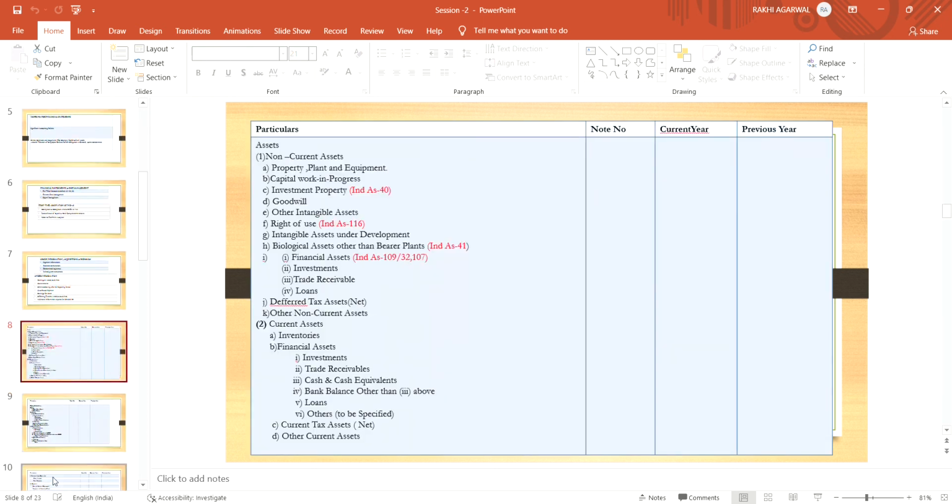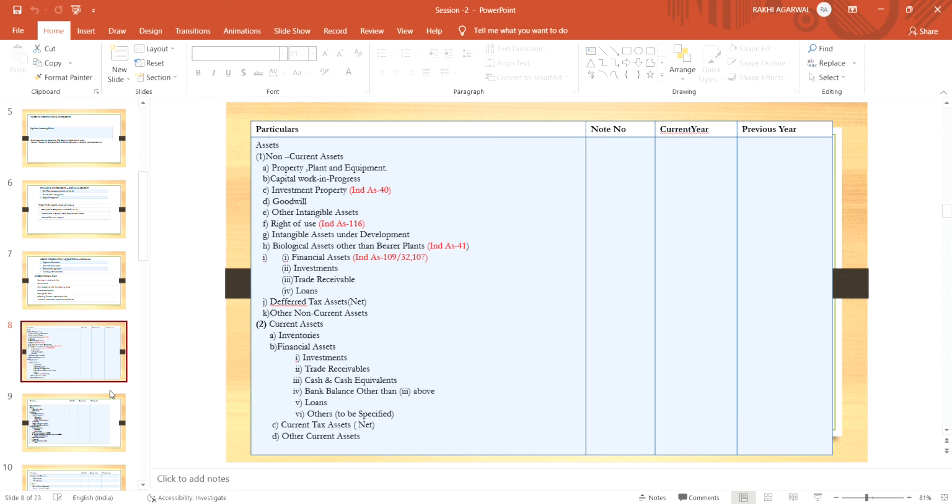Then comes how we will prepare, or what is the format of preparation of the balance sheet and PL account. Previously, we would give liabilities first, then the assets. Now in India's financial statement, the format has changed, and we will give the assets first and the liabilities at the bottom.